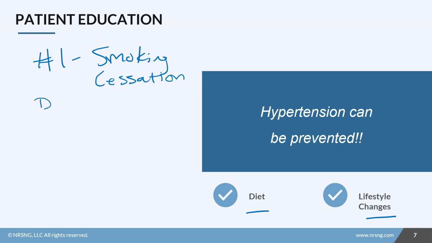We'll also teach them the DASH diet. This is a low sodium diet. They need to learn how to avoid things like processed foods and canned foods. They need to not add salt to their foods, all that. They should also decrease their caffeine intake and decrease their stress.